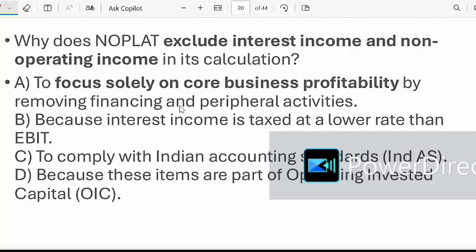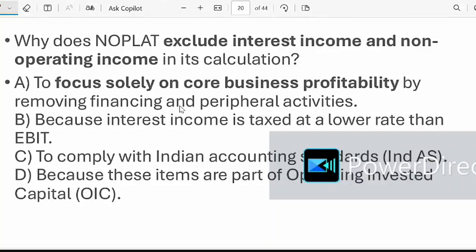So imagine that you own a bakery and you are calculating your profit. Your core business is baking and selling cake. But you might also have interest income from a bank or non-operating income from selling an old oven. Those are not related to the actual baking. So NOPLAT focuses only on your core business performance, ignoring financial cost and any extra income.